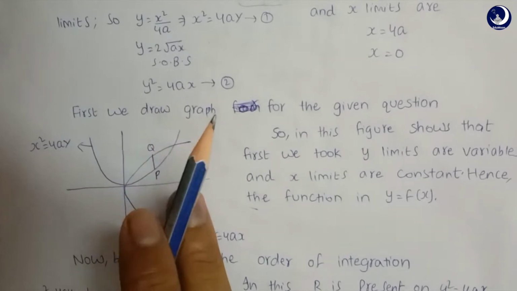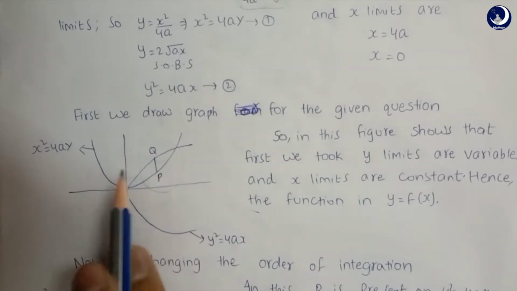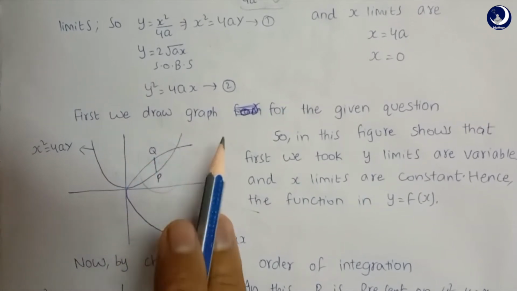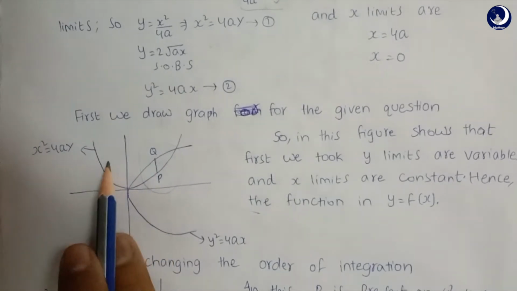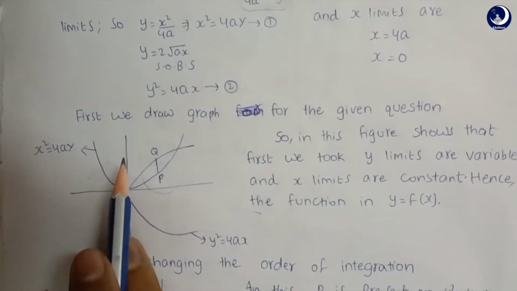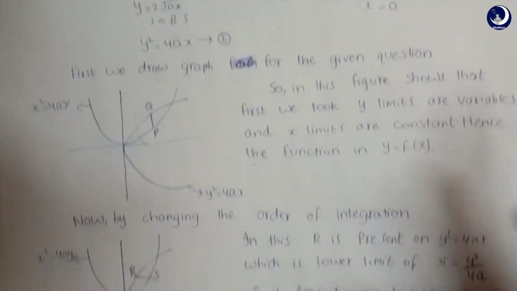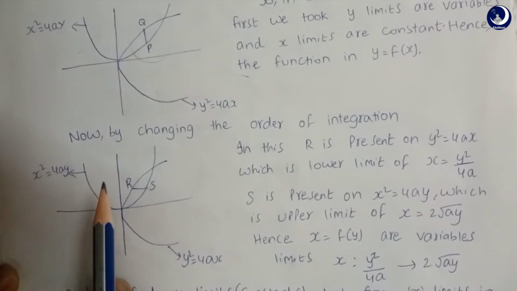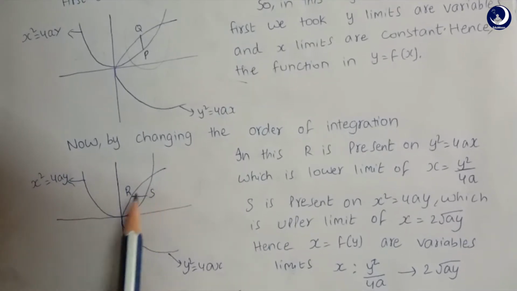Taking first the y limits as variables, we got the PQ strip which is parallel to the y axis, since the y limits are variables and the x limits constants in the given question, and the graph is y squared equal to 4ax, x squared equal to 4ay. Now we have to change the order of integration. By changing the order of integration we got this graph, where we took the RS strip parallel to the x-axis.